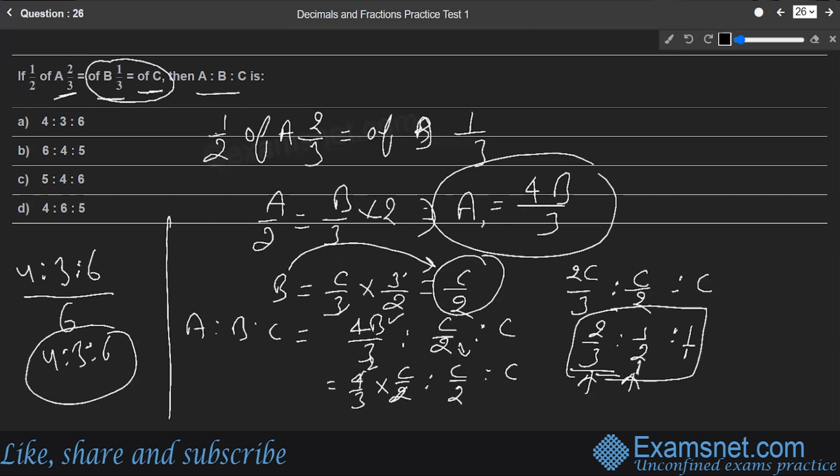Let us see where it is available. It is available in option number A. 4 is to 3 is to 6 becomes the right answer.